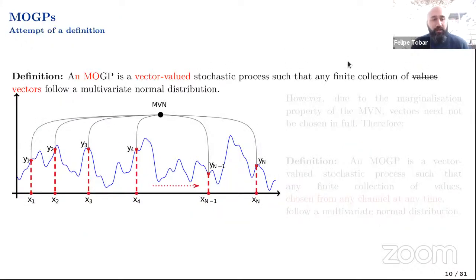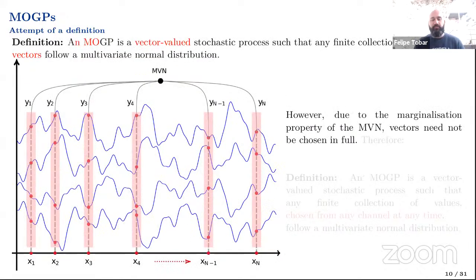The definition of an MOGP is a vector-valued stochastic process such that any finite collection of vectors now follows a multivariate normal distribution. So it looks like this. Right? This looks like a cake, actually. However, the fact is that at each time we are going to have a vector now because we have multiple channels. But recall that Gaussians have a very specific property, which is closure under marginalization. So if all these pink bars are jointly Gaussian, then each subset of these points is also jointly Gaussian, right?